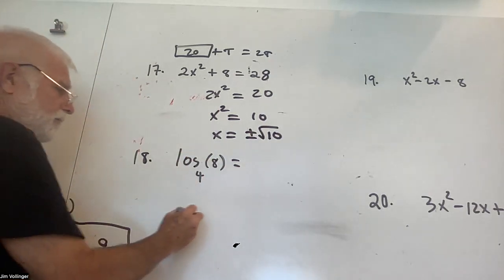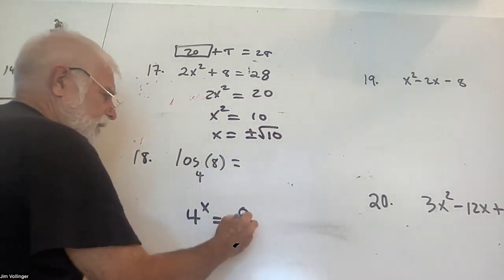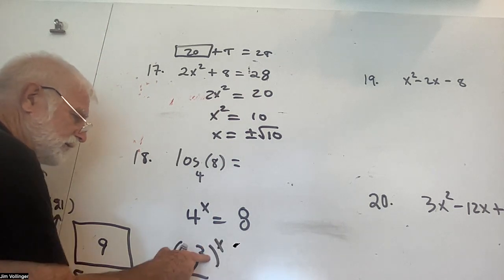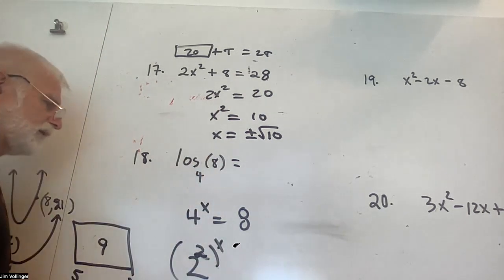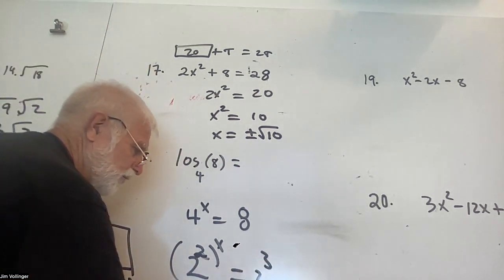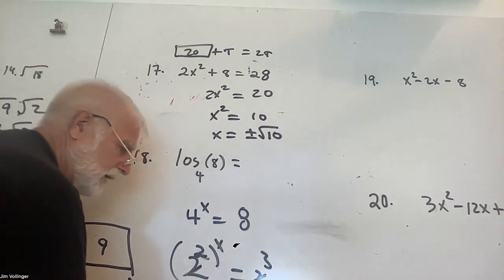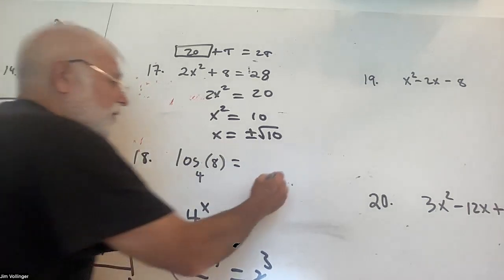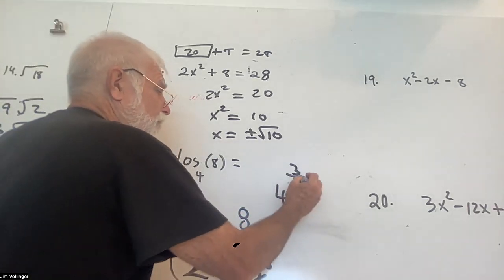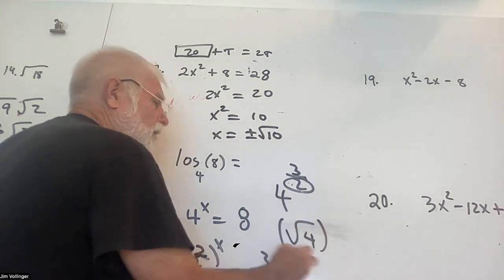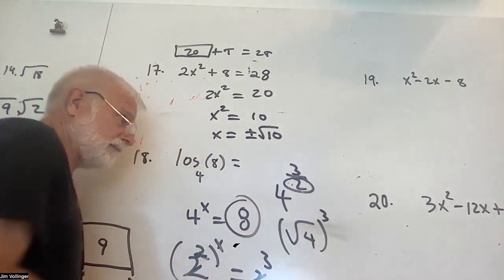All right. 4 to the x equals 8. Well, what's wrong with that? It's not the same base, but I can make it the same base. 2 squared to the x. Best I can do. 8 is 2 to the 3. Well, that tells me that 2x has to equal 3 because they got the same base, and x has to equal 3 halves. Excuse the pace here. Well, let's go look at 3 halves and see if you remember what that 2 means. It means square root, and the square root of 4 cubed happens to be 8.